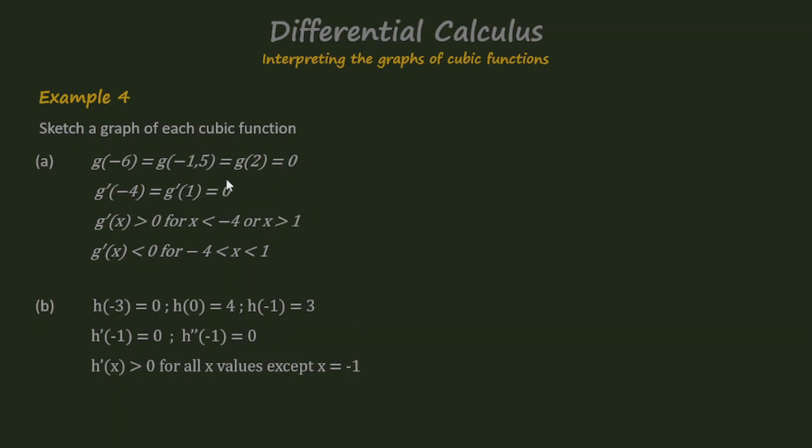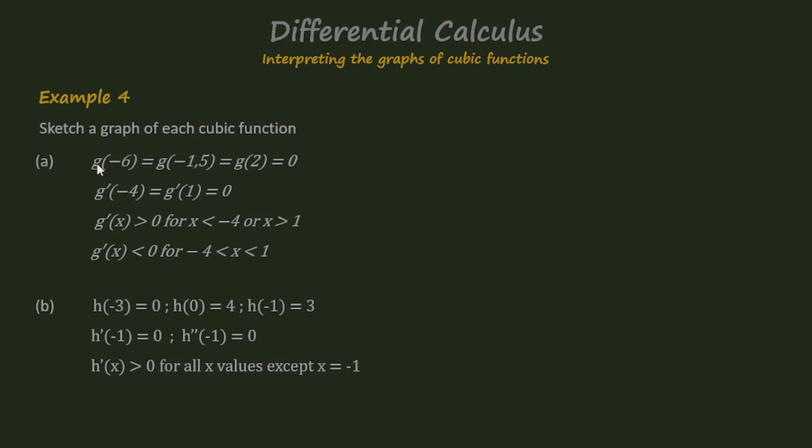Now let us start with A, the graph of g. We are told in this first statement that g at minus 6 is equal to g at minus 1.5 is equal to g at 2. They are all equal to 0. When x is minus 6, you get 0. When x is minus 1.5, you get 0. When x equals 2, you get 0.